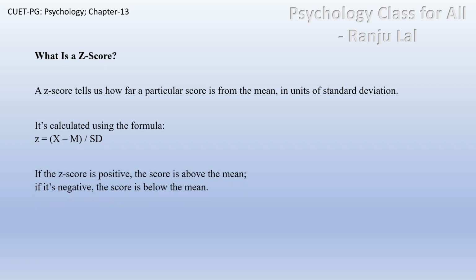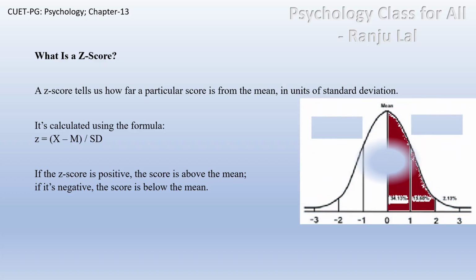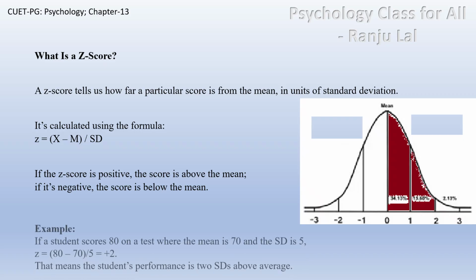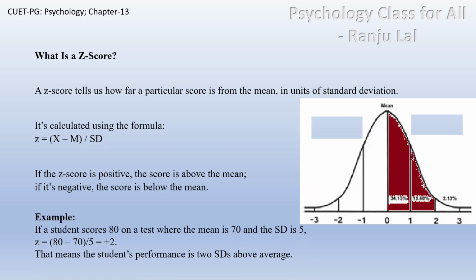So if the Z-score is positive, the score is above the mean. If it's negative, the score is below the mean. For example, if a student scores 80 on a test where the mean is 70 and the standard deviation is 5, the Z-score will be plus 2. That means the student's performance is 2 standard deviations above the average, as we can see in this normal probability curve.